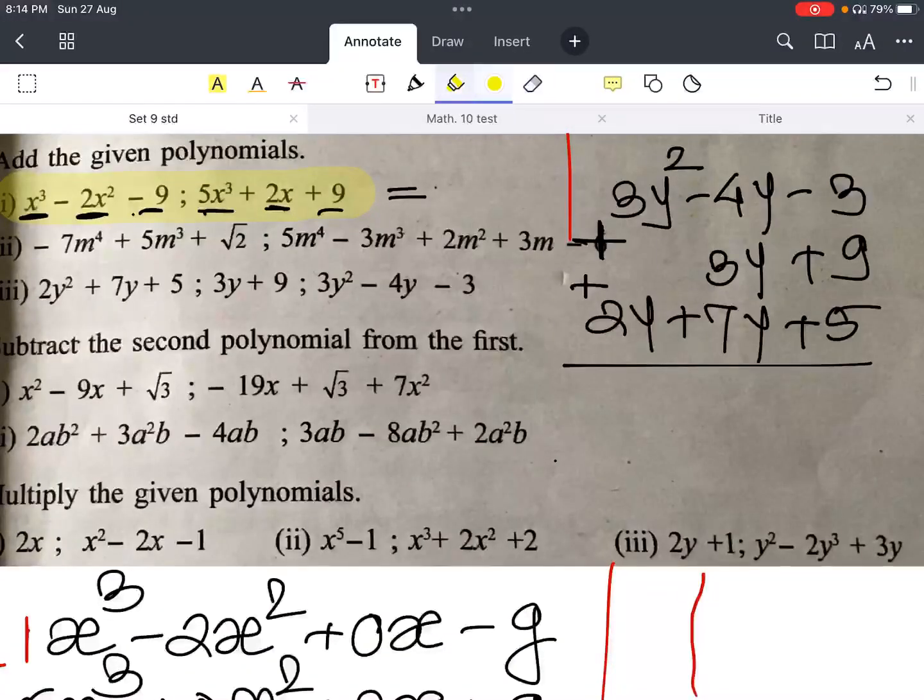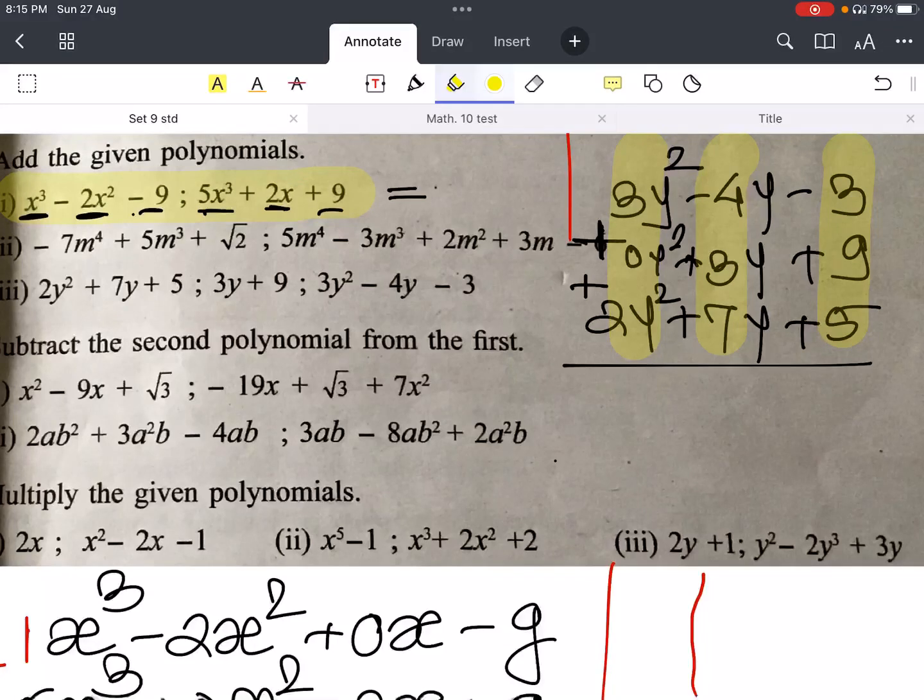ये स्क्वायर इसका है, तो डोंट कंफ्यूज over there क्योंकि वहाँ पे टू आ रहा है. So 0y square plus. Now add this. First we have to add these three numbers, then these three numbers, and then these three numbers. Clear है?